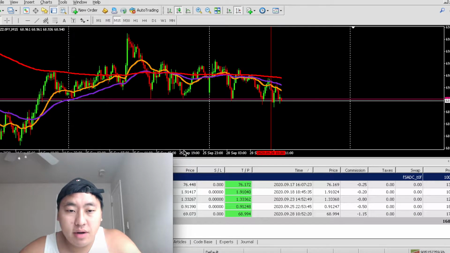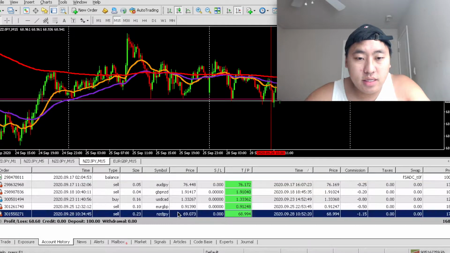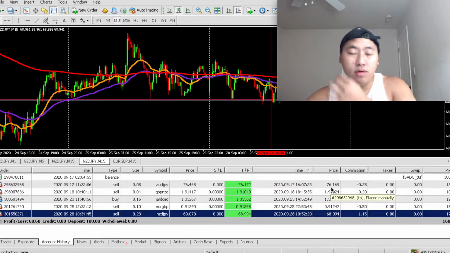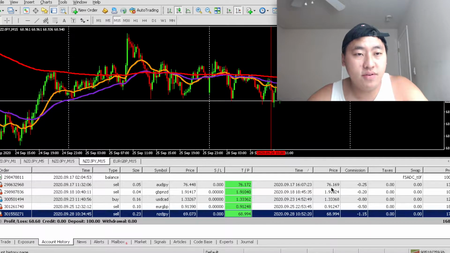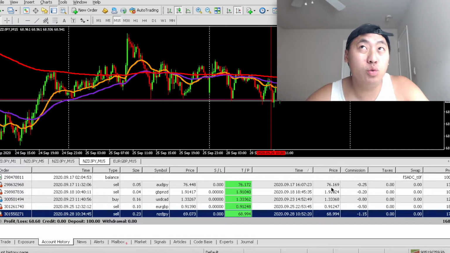Okay, so let's break down this trade right here, which is NZDJPY. I literally took this about an hour and 30 minutes ago. I trade every day at 12:30 Pacific time, which is the London session. That's 3:30 Eastern, 2:30 Central. So let me break down this NZDJPY here.